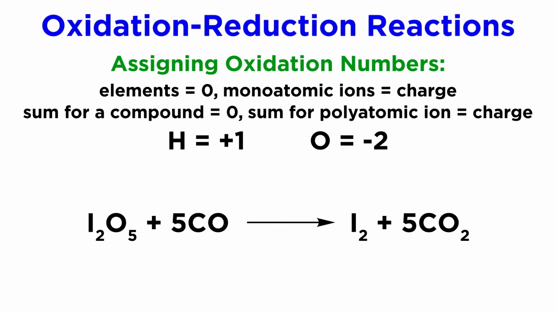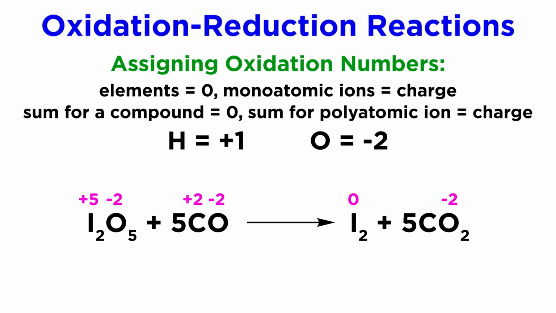Here is an example. I2O5 plus 5CO yields I2 plus 5CO2. We can immediately place a 0 above I2, since that is a pure element. For the reactants, we can put -2 above each oxygen atom. To find the other oxidation numbers, we must take into account how many oxygen atoms there are. With CO, oxygen is -2, so carbon must be +2 in order for the oxidation numbers to add up to 0. With I2O5, 5 times -2 is -10, so the iodines must add up to +10, and since there are 2 of them, they are each +5.